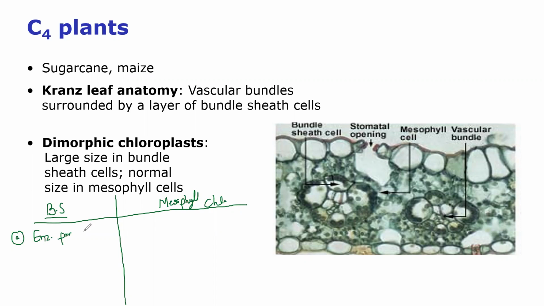enzymes for dark reaction are well developed or present over there. Here we can say it is poorly developed. Why? Because mesophyll cells are not concerned with the fixation of carbohydrate or fixation of carbon. So that is the one difference we can say.